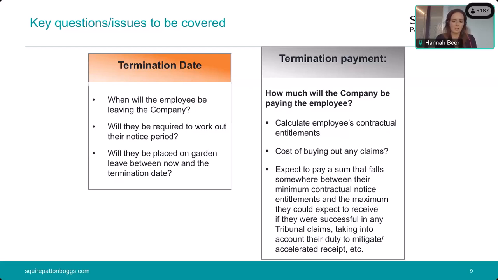And it's important that the settlement agreement clearly sets out the tax position with regard to the payments and the benefits that will be given to the employee.